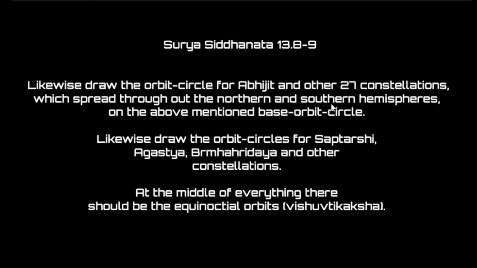So this is where the translation is wrong as far as northern and southern hemispheres. It's northern and southern path of the sun, the northern circle and southern circle, inner and outer circle. It's always circles, never spheres.